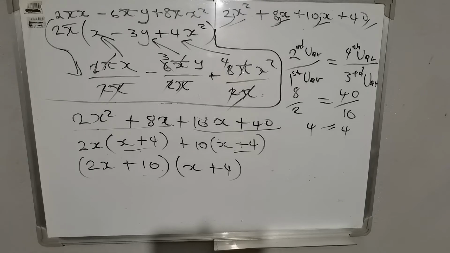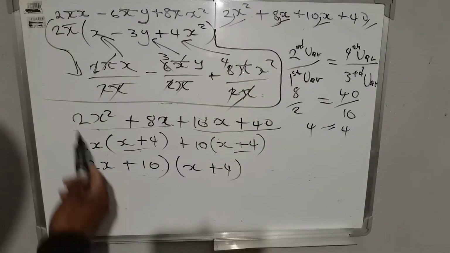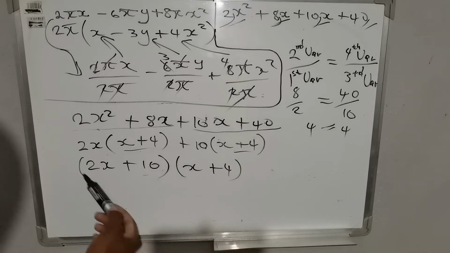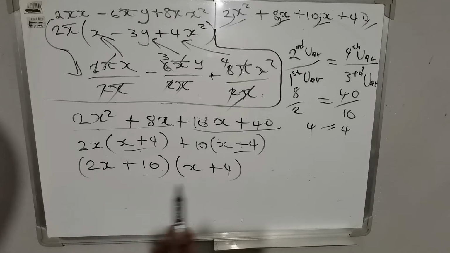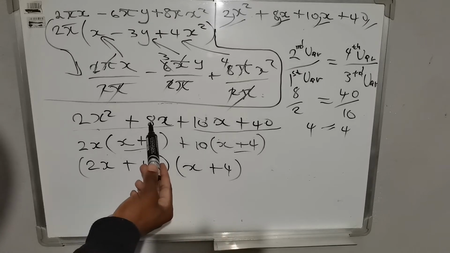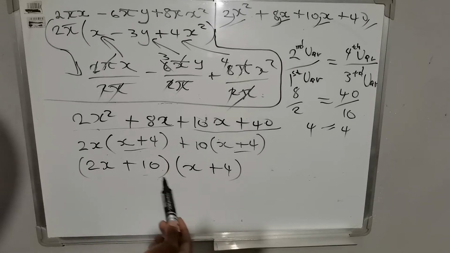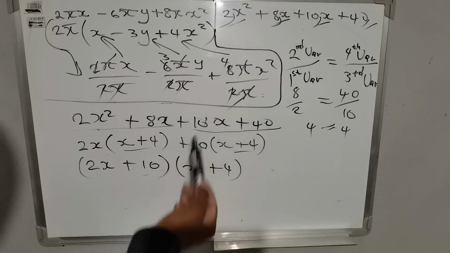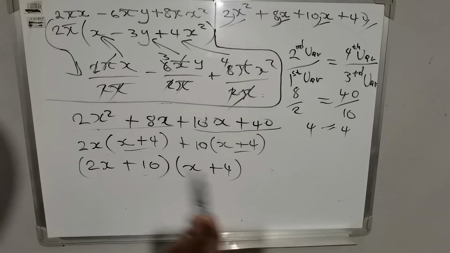If you would FOIL this, you would get the very same thing. You would get 2x times x is 2x squared, and 2x times 4 is 8x. 10 times x is 10x, and 10 times 4 is 40. So that's how grouping could be easy when you know your story.